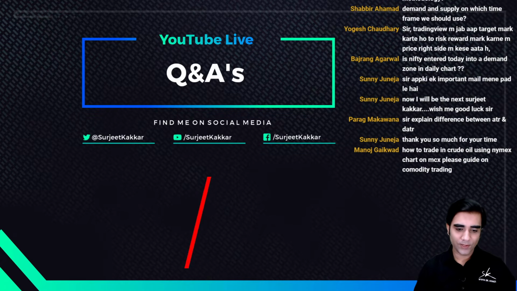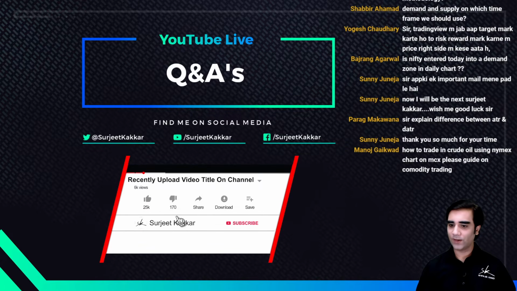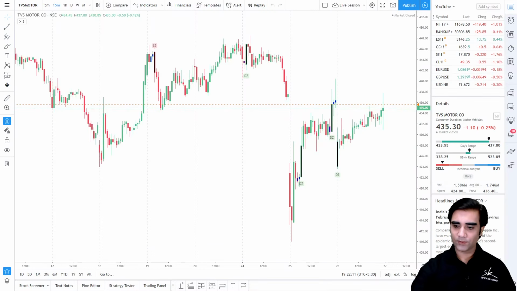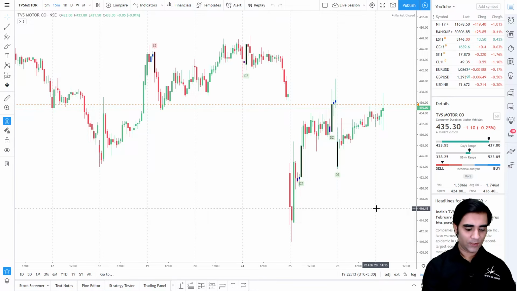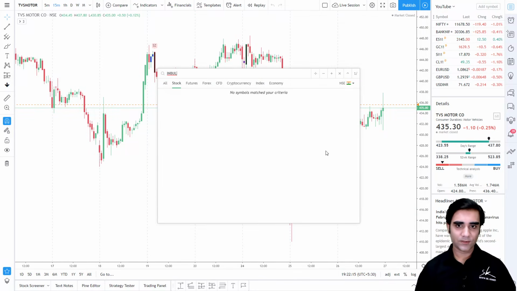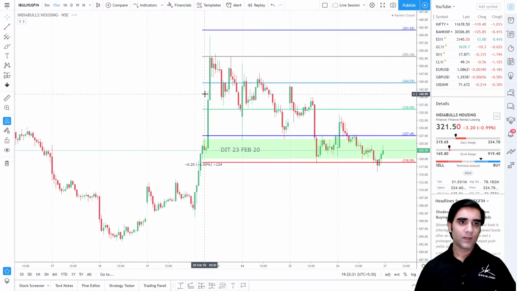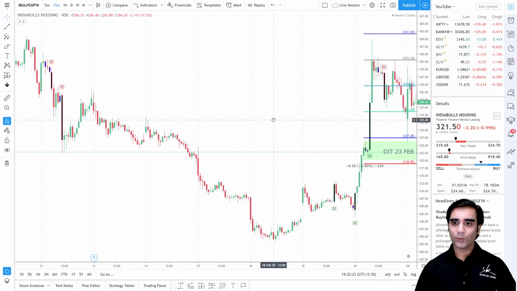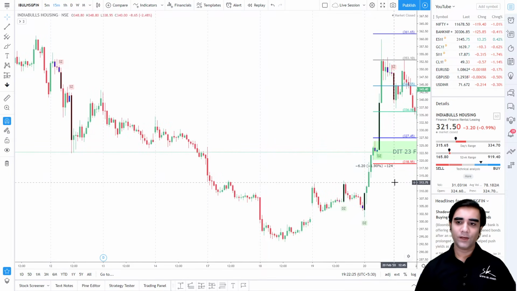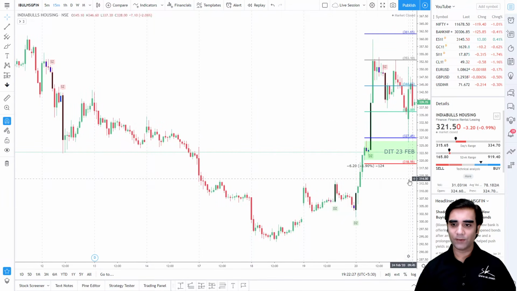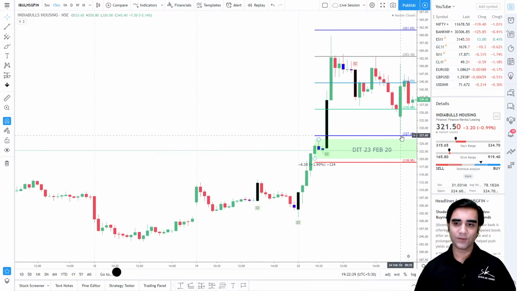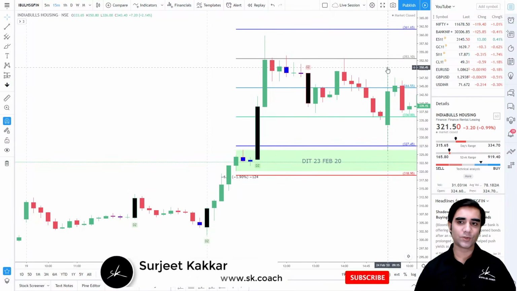I'll show you one example, which is India Bull Housing Finance. Let's go back to the charts. Can you see, this was a trade which we planned on the 23rd of Feb, and prices came into the zone on the 24th of Feb. Early in the morning, prices just touched the zone and we got a really nice move from it.